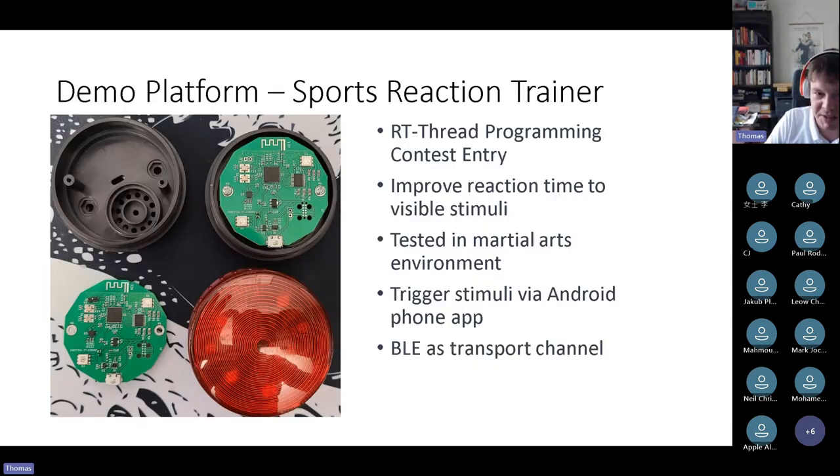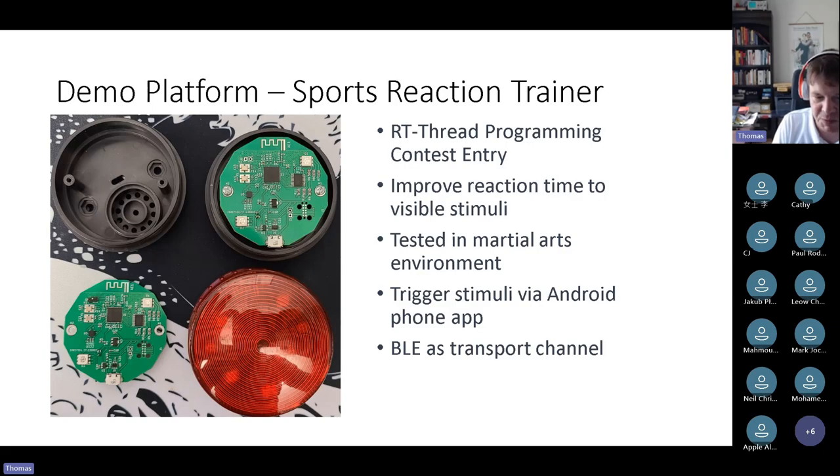So let's take a close look at the demo platform itself. The submission was a reaction training device that you can use for martial arts training or plyometric training or in other sports training environments. The device itself is a battery-operated device that has an accelerometer and LEDs, and it's operated remotely via Bluetooth Low Energy. So you can configure it to light up as an external stimulus. For example, light up the LED and then someone has to react to it.